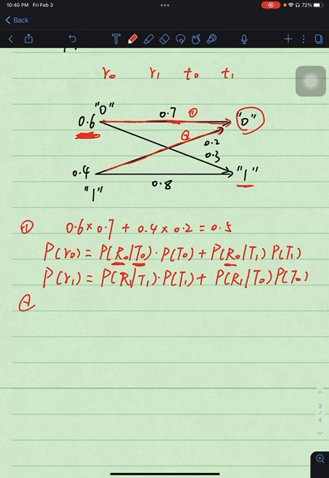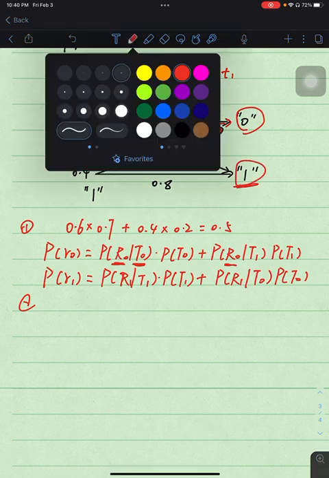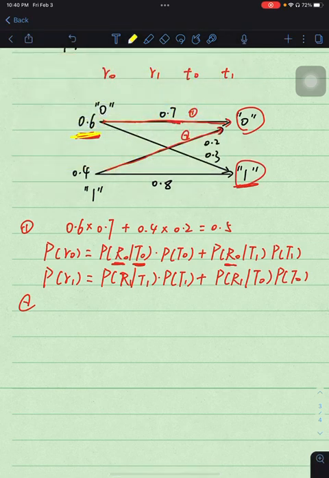The second question is to find the probability of error. Error means when we send the 0, we get 1, or when we send 1, we get 0. That means it has two parts. The first one is send 1, get 0, and send 0, get 1.